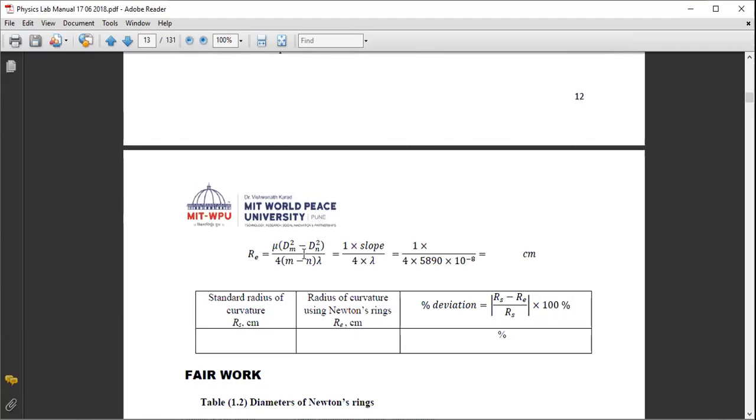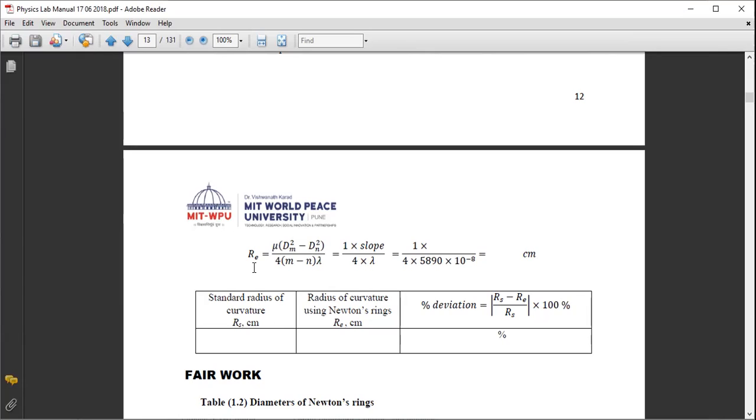For refractive index, we are taking air, so the refractive index of air is 1. So 1 into slope divided by 4 times lambda. Lambda is the wavelength of sodium light, which is basically yellow light. In centimeters, it will be 5890 times 10 raised to minus 8 centimeters. You will put the slope value from the graph here, and you will get the radius of curvature.